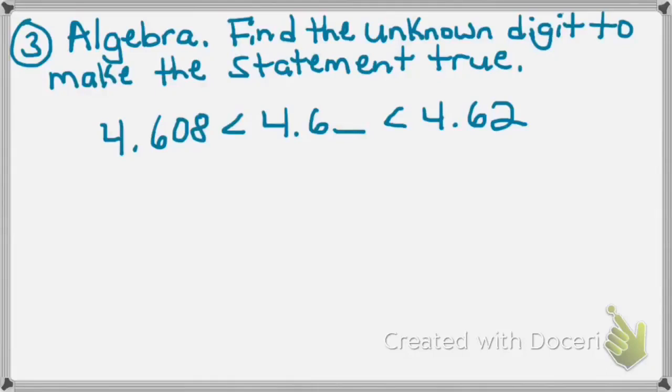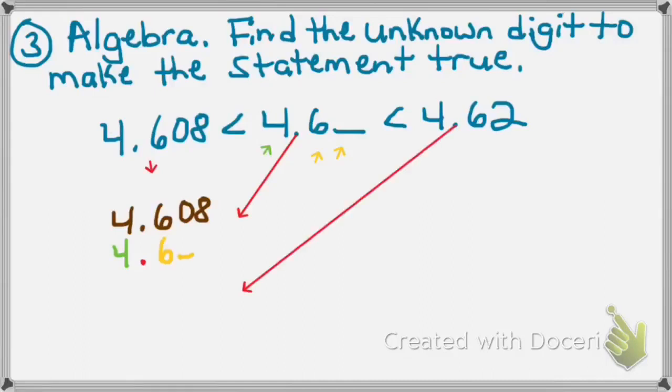Same thing I'm doing every time I compare. Write down the first number, 4.608. Write down the second number, lining up my decimals. Here's my decimal. I'm going to put it right underneath there. To the left I have a 4, so to the left I'll write a 4. To the right I have a 6 and a blank, so to the right I'll write a 6 and a blank.